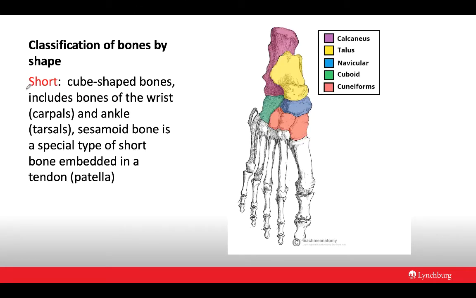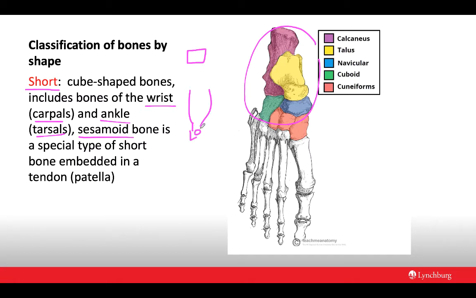Short bones. Short bones are basically like little short cubes or squares. These include the bones of your wrist, which we call carpal bones, or the bones of your ankle, which we call the tarsals. This is showing you the tarsals of your ankle here. And we do have a specific type of short bone called a sesamoid bone. This is a bone that is embedded within a tendon.